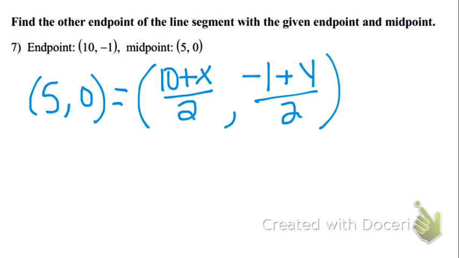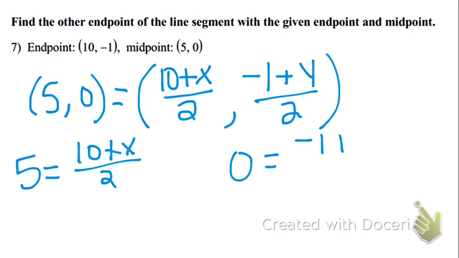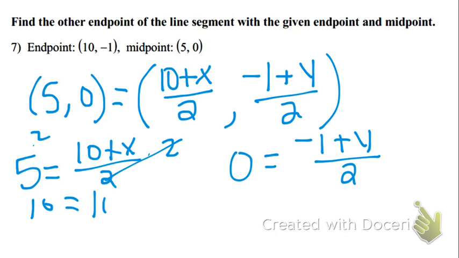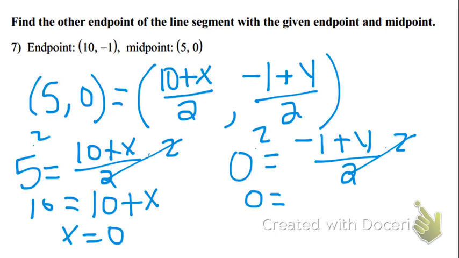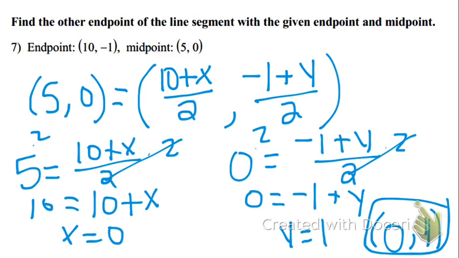And then remember, we want to solve this like two different equations. So 5 equals 10 plus x over 2, and 0 equals -1 plus y over 2. And then we solve both equations, multiply by 2. So 10 equals 10 plus x, subtract 10, and x equals 0. Multiply by 2 on the y, gives you 0 equals -1 plus y. Add 1, gives you y equals 1. So our other midpoint is 0, 1. Our other endpoint, I'm sorry, not midpoint.